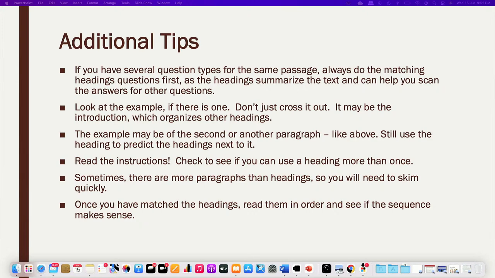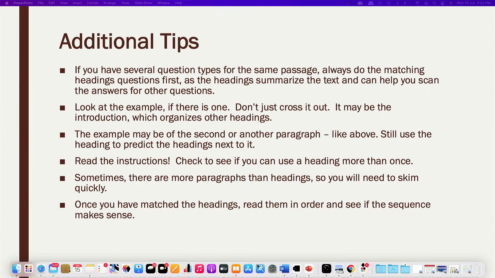So some additional tips. Last but not least, some additional tips. If you have several question types for the same passage, of course, solve matching heading first. Do not solve other questions first. Never ever solve other questions first. Solve heading matching first. And look at some example.